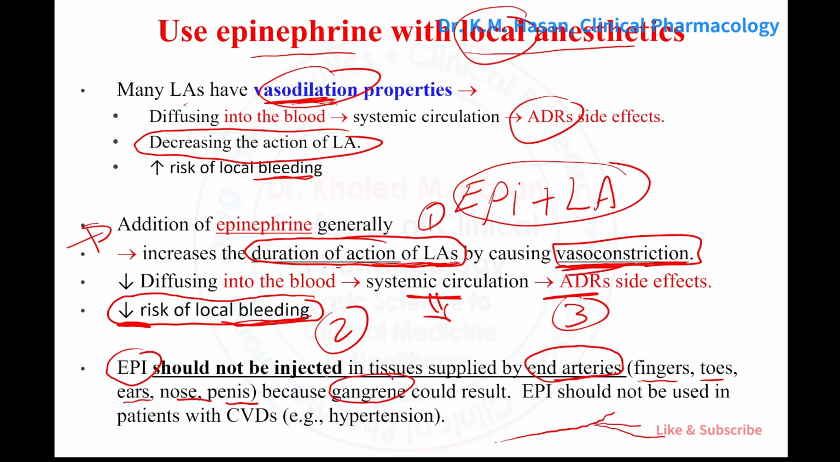So for this reason, we don't recommend using epinephrine plus local anesthetic when you do minor surgery on fingers, toes, ears, nose, or venous. This is number one. We don't recommend working on the end artery organs such as fingers, toes, nose, and ears. Number two, if the patient comes to the dental surgery or to the clinic for minor surgery and has a history of hypertension, we don't recommend using epinephrine, because epinephrine aggravates blood pressure. So this is another issue we need to take into consideration as a precaution.